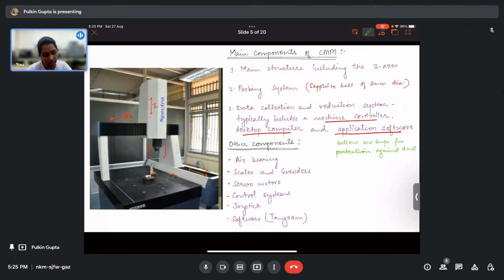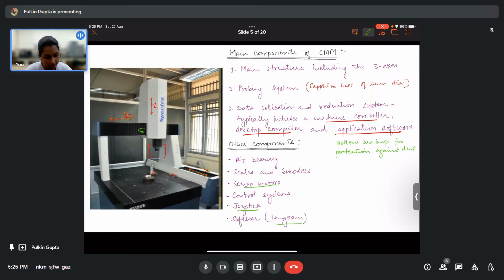Okay, so here inside this, they have the bearings and all. Now they have scales and encoders, servo motors for the movements of these probes and the axis, control systems to control the resolutions and tolerances of the movements, a joystick to give commands when in manual mode, and a software, which is Tangram, that is used in conjunction with this machine.